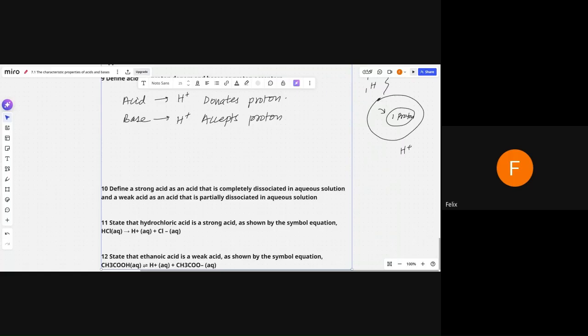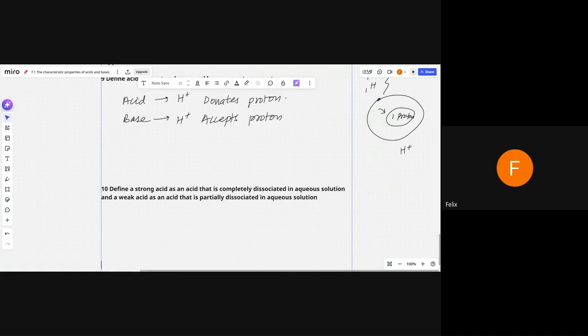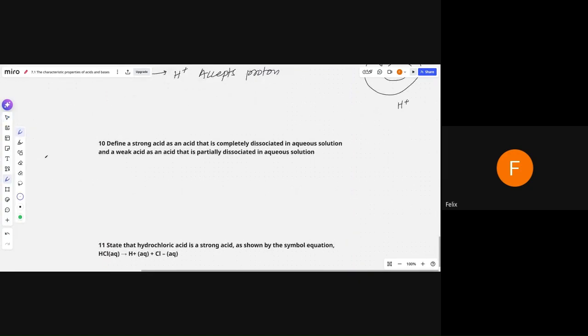What is the difference between a strong acid and a weak acid? The definition is given, and this is what you need to remember literally: a strong acid is something that is completely dissociated in the aqueous solution, right? And what is a weak acid? A weak acid is something that is partially dissociated in aqueous solution.